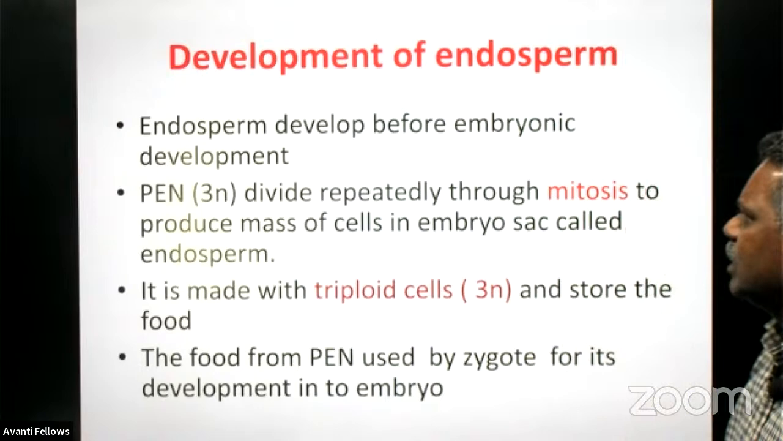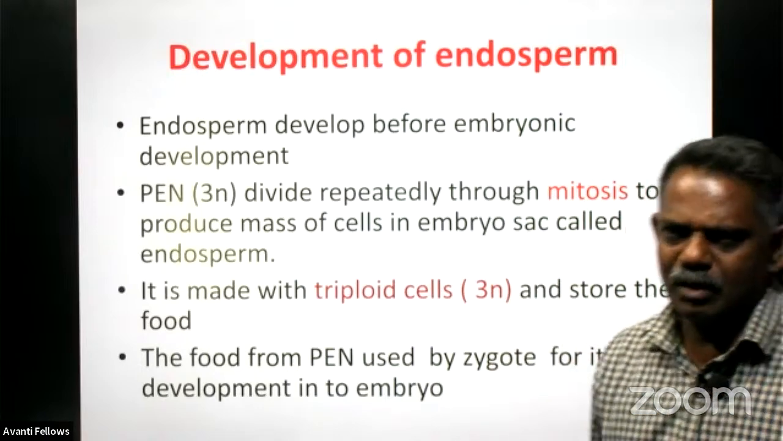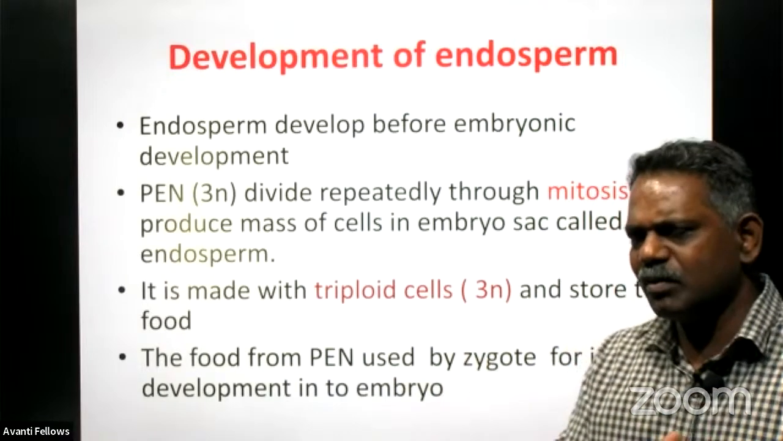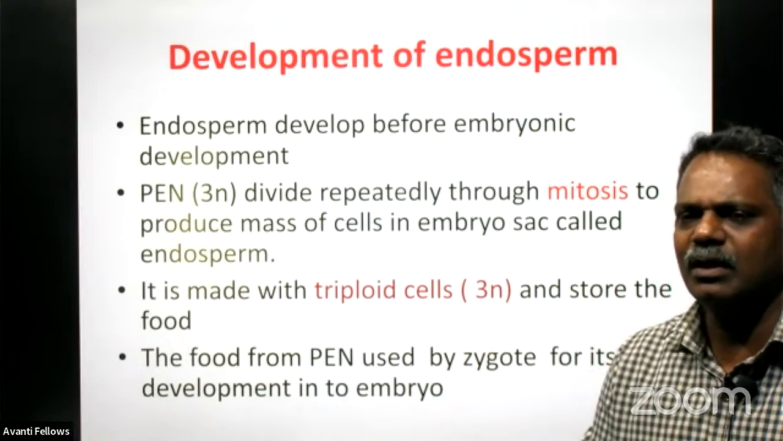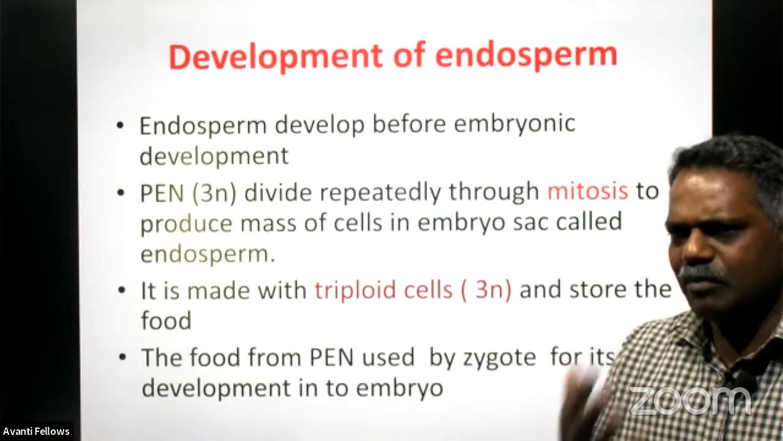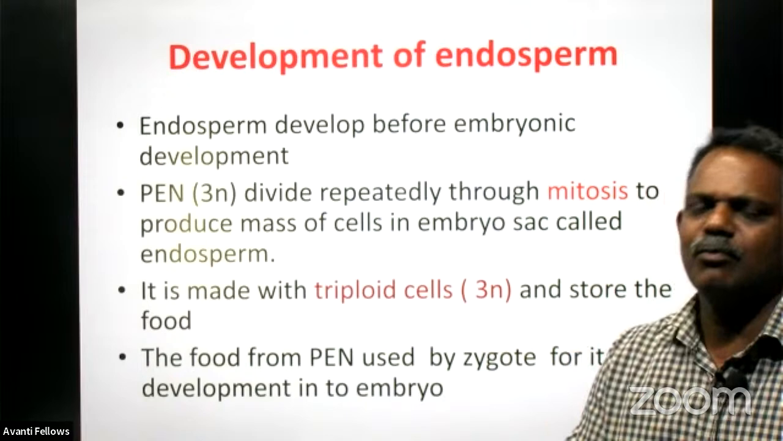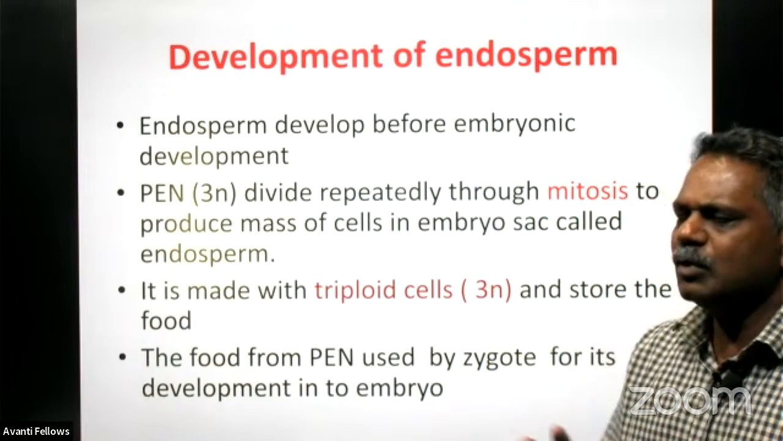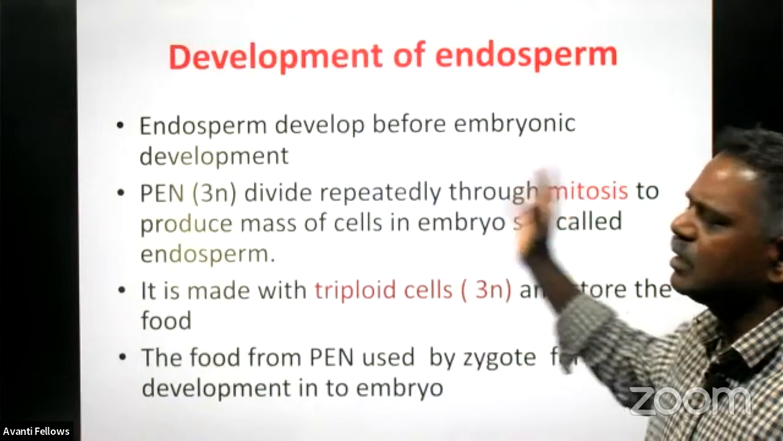Right, the endosperm develops before the embryonic development. Why should it go for development before the embryonic development? Because for the embryonic development, nutrients are very much required, and these nutrients are actually provided by the endosperm only.